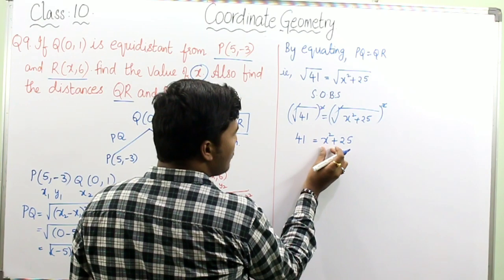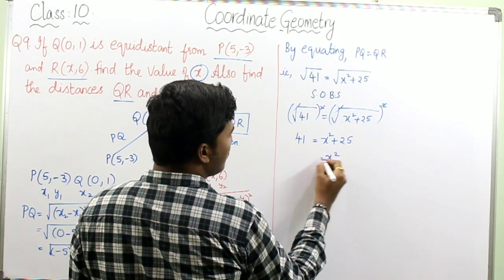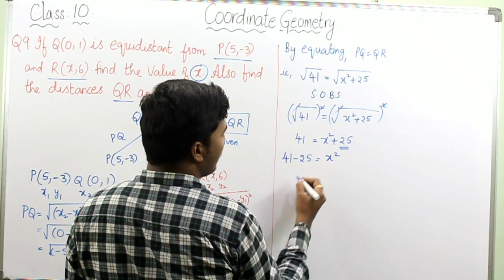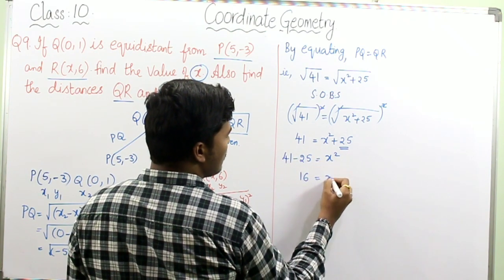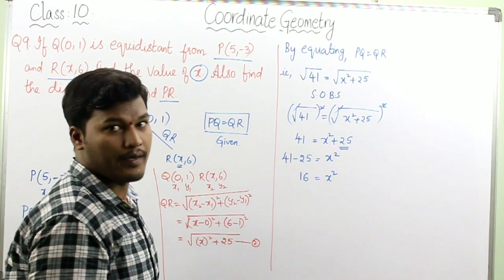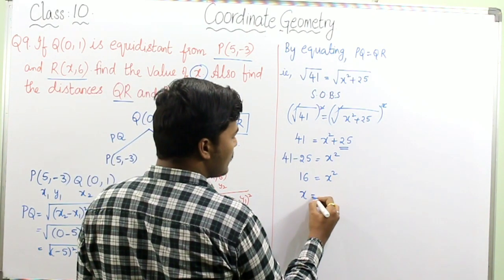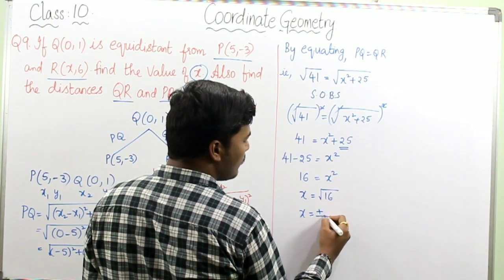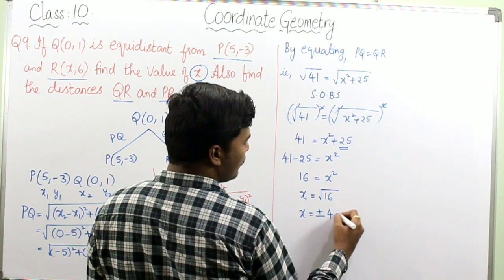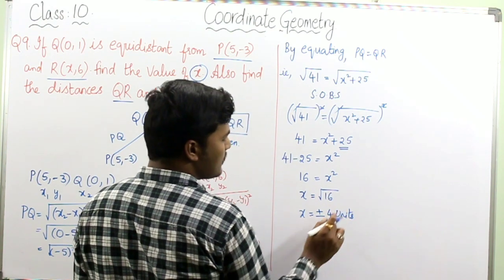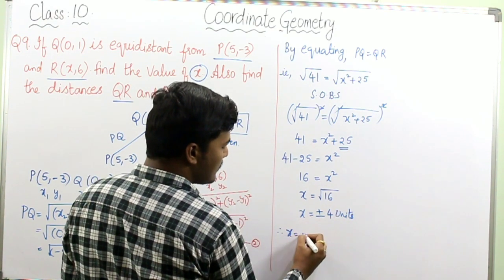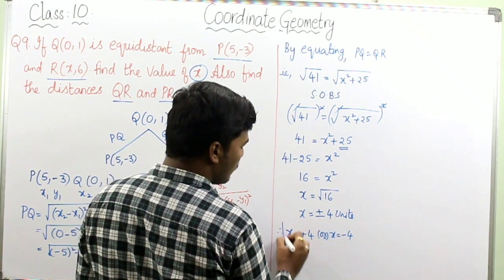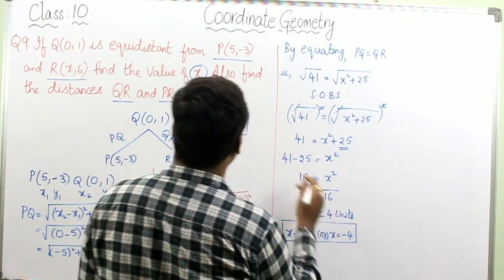So now keep this x square here only and shift this plus 25 to this side. It will become 41 minus 25, which is nothing but 16. 16 is equal to x square. So from that, the value of x will be square root of 16. A square root will always give you plus or minus values, therefore square root of 16 is 4. So therefore x is equal to plus 4 or x is equal to minus 4. So this is the value of x.